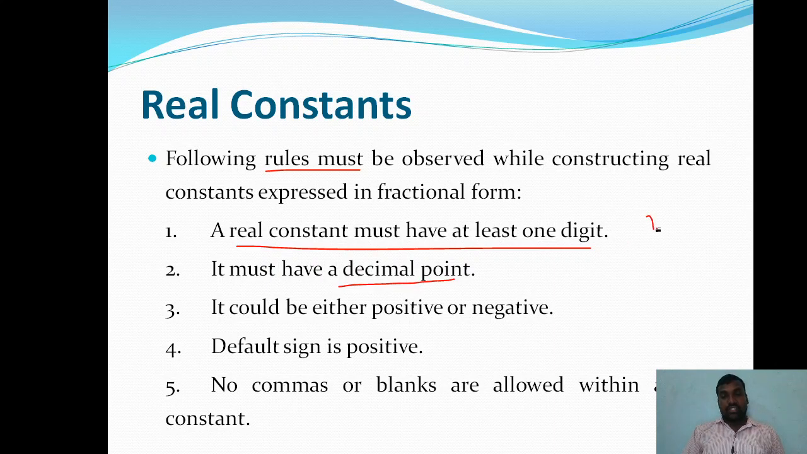So if it has one digit, like 1.0 or 0.1, okay, it must have the dot symbol, the decimal point, and at the same time at least one digit must be there. At least one means one or more digits must be present in the real constant. It could be either positive or negative, so it may be plus 1.0 or minus 1.0, both are real constants only, okay. And the default sign is positive. If you are not specifying any sign before the fractional real constant, then it is called positive. No comma or blanks are allowed in a real constant, same as with integers, okay.